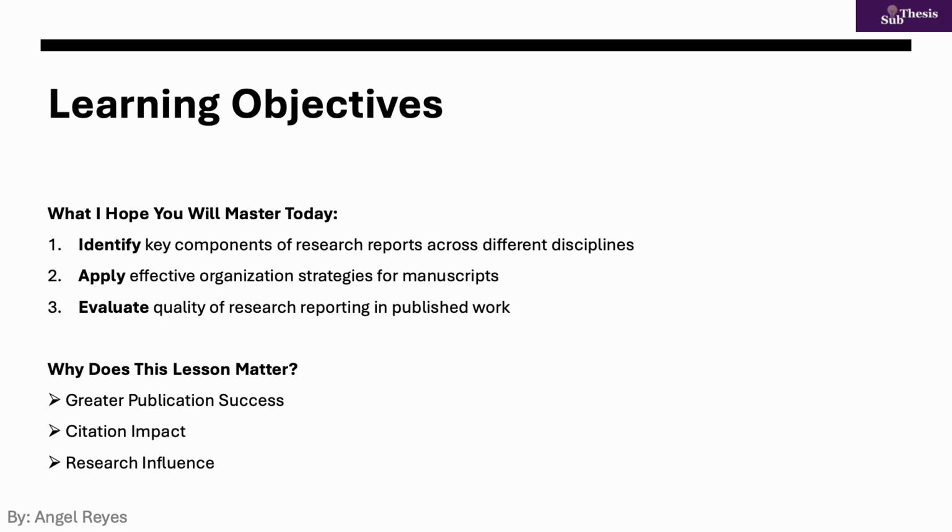By the end of this lecture, you'll be able to, first, identify the key components of research reports across disciplines, because while fields vary, certain elements remain universal. Second, apply effective organization strategies for research manuscripts, moving beyond simply knowing the parts to understanding how they work together. And third, evaluate the quality of research, reporting, and published work, developing the critical eye you need as both a producer and consumer of research.